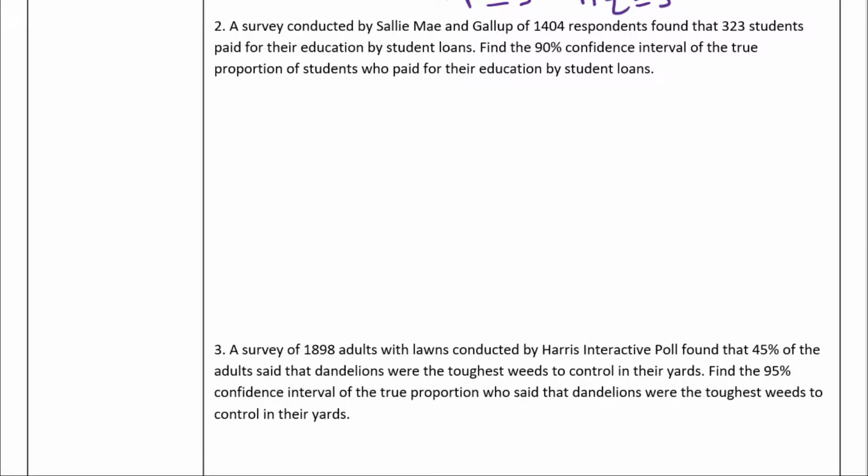A survey conducted by Sallie Mae and Gallup of 1404 respondents found that 323 students paid for their education by student loans. Find the 90% confidence interval of the true proportion of students who paid for their education by student loans. So we have our n, which is our sample size. It's 1404. We have our x is 323.